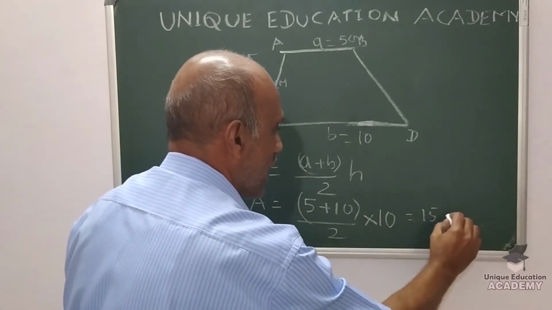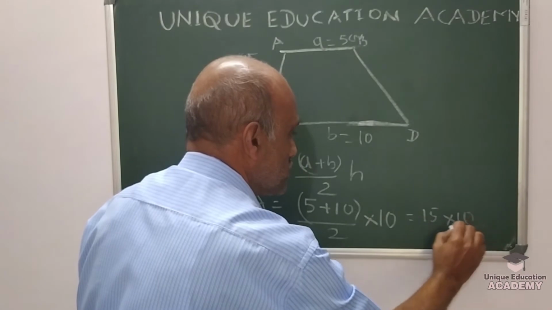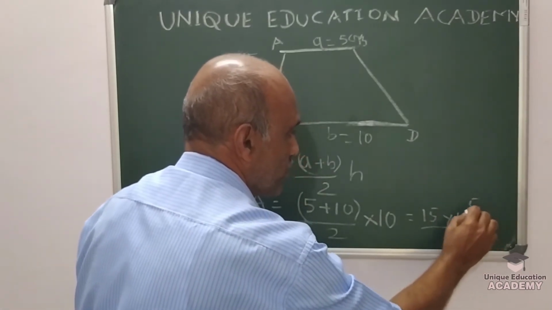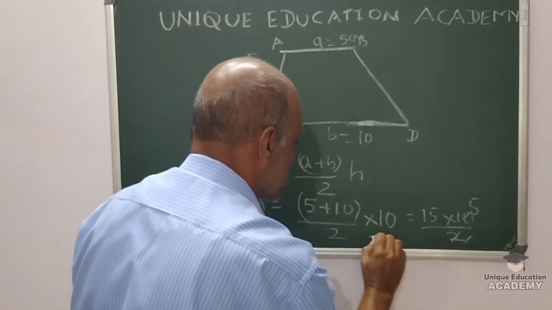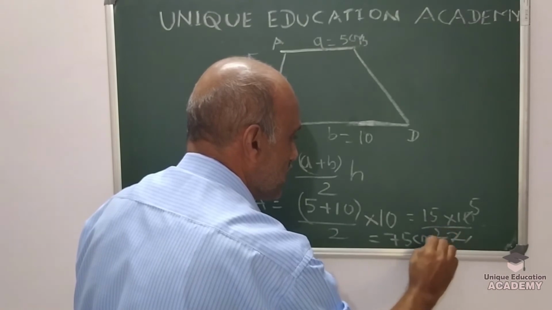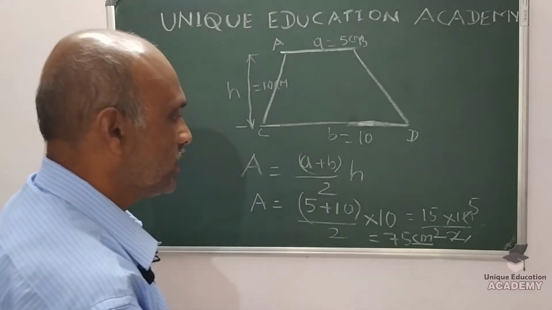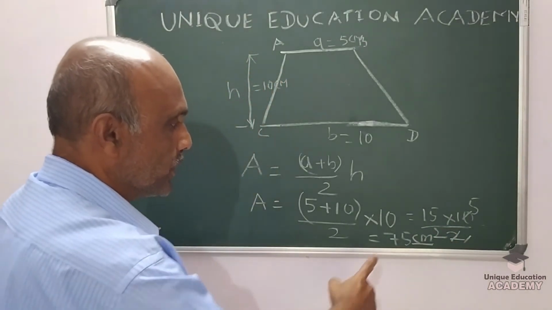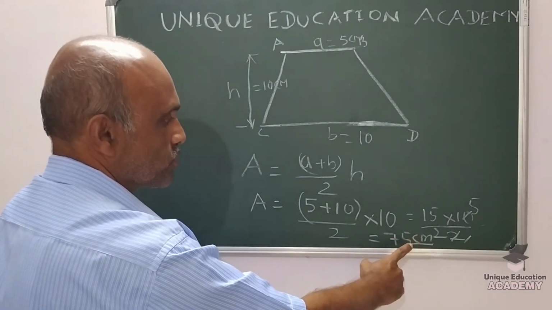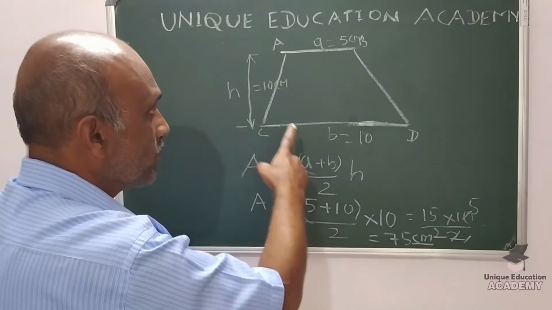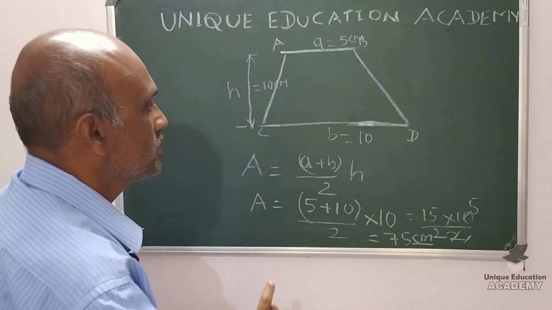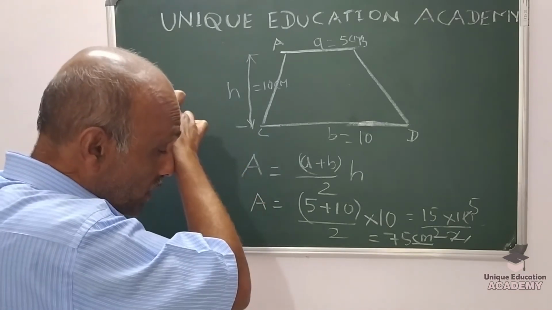Then height will be 10. So divided by 2, 2 ones are 2, 5 5s are 75. So 75 centimeter square is the area of the trapezium. The unit is measured in square centimeter or square meter, depending upon the type of unit that is given in the problem.